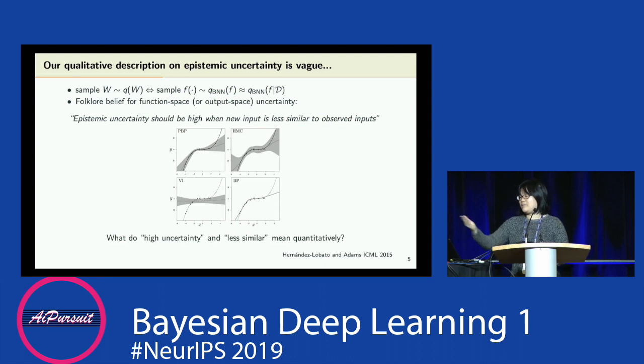Okay. So I'm showing you different methods. You can basically see that some methods actually do give you higher uncertainty when the input is less similar to observed data points. But the question here is essentially, what do high uncertainty and less similar mean quantitatively, right? Often when people look at these papers, including myself, we do eyeballing, which is actually a subjective evaluation, and different people have different beliefs and preferences on what kind of uncertainty it should look like. So in the literature, at least for this example, there is really no agreed description of where it should be high and how high it should be.